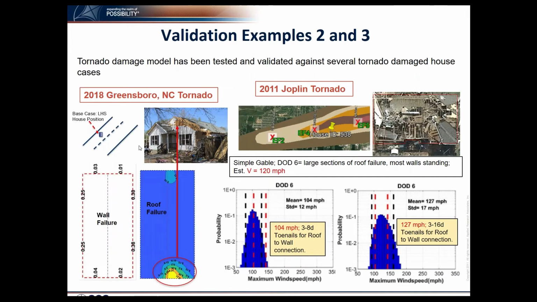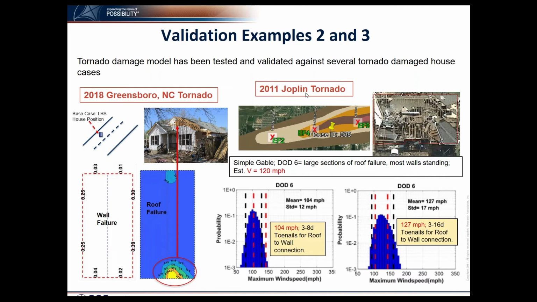The second one is the Greensboro tornado. We surveyed that tornado, and we know the position of the damaged house with respect to the National Weather Service track. It lost some portion of the roof and the side wall, and we also collected the connection details. Based on our runs, we found that the roof failure probabilities are very high in this area, and the wall failures are higher in this area.